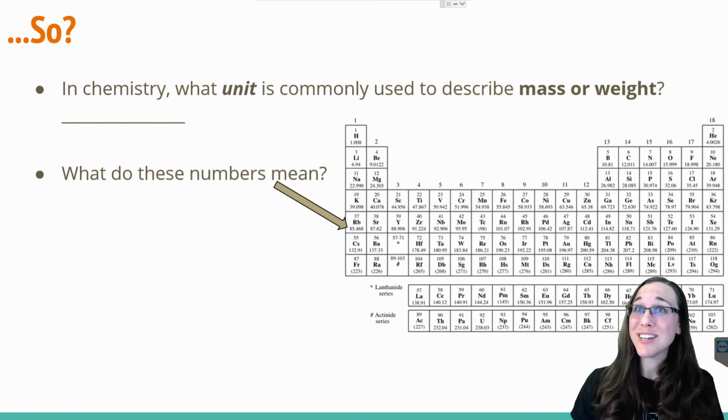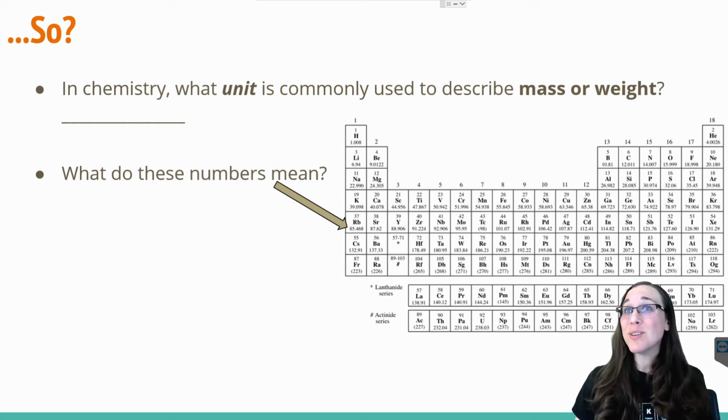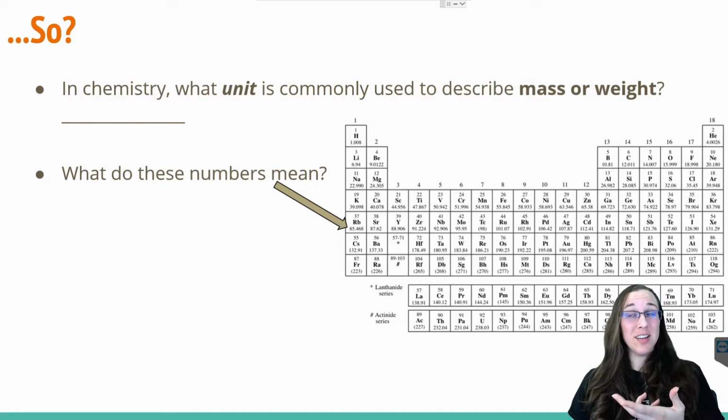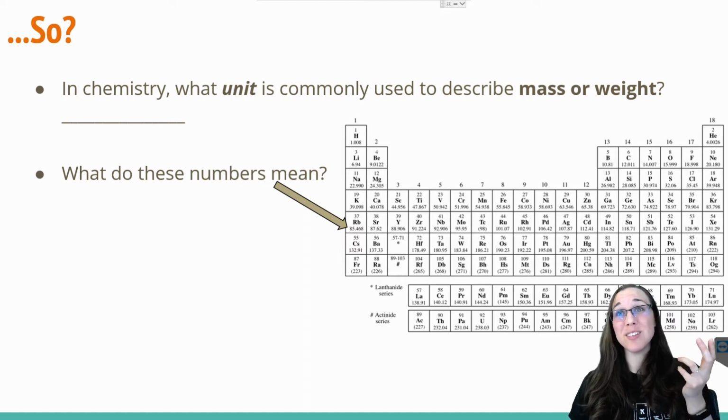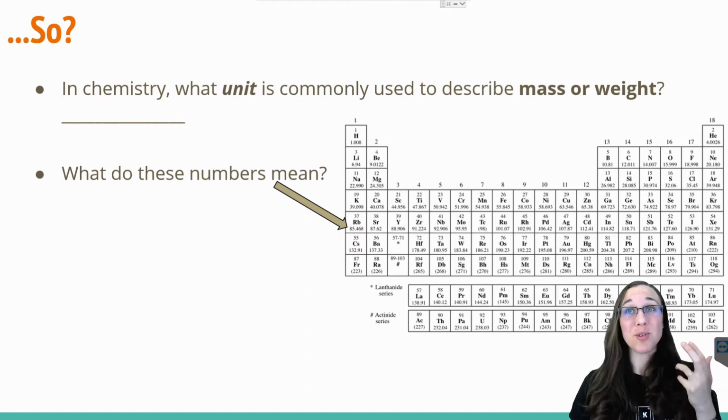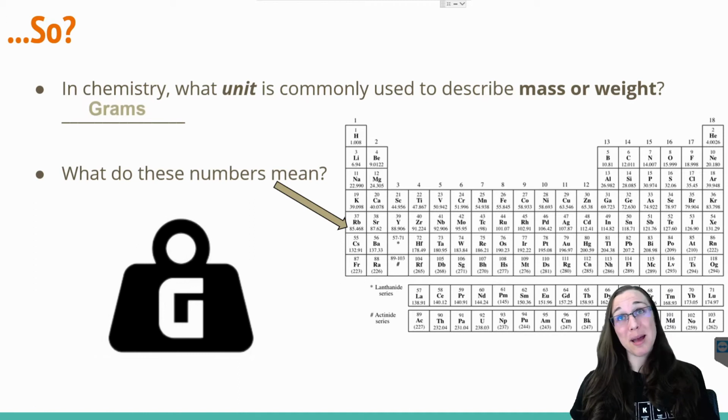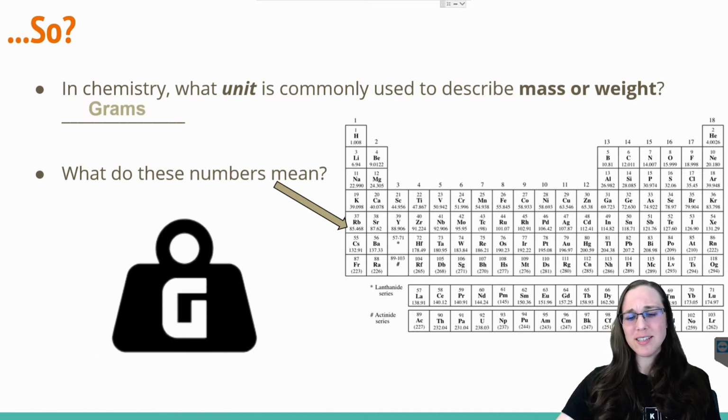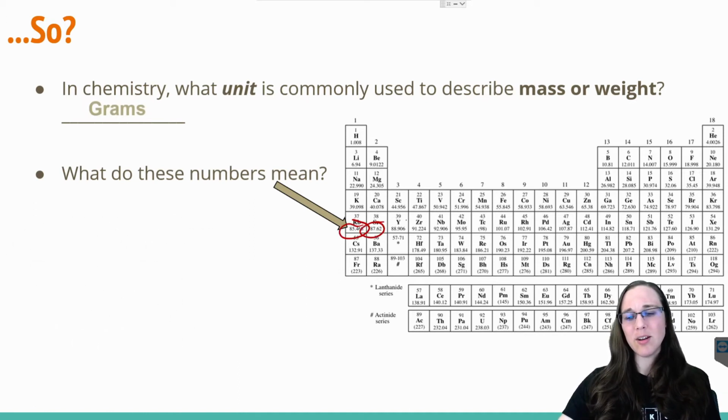So, in chemistry, what unit is commonly used to describe mass or weight? We don't necessarily talk about all of these elements in terms of pounds. The unit that we use for mass or weight is always going to be grams. So then, what do these numbers on the periodic table mean? All these little numbers at the bottom of each one of these elements. What do they stand for?